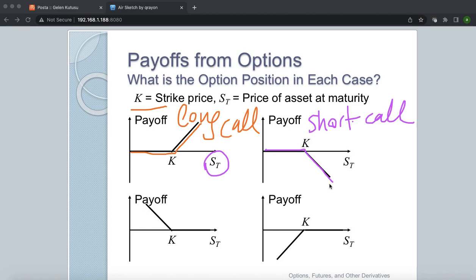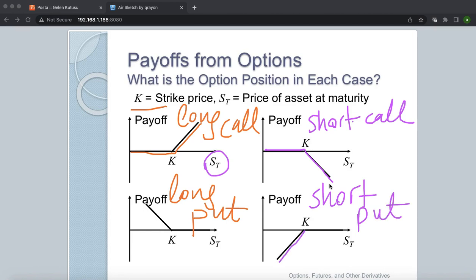And then if we have purchased a put option, then this is going to be our position. And if we have a short position in a put option, then we are going to face this payoff. If the stock price goes down, we are making a loss because we have sold the right to sell this asset at the strike price K.